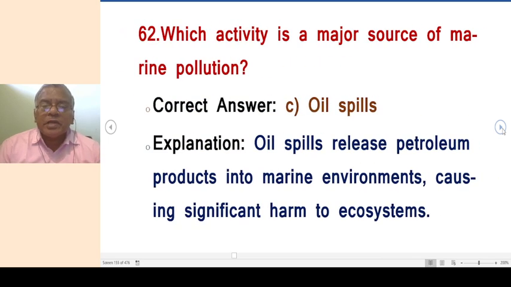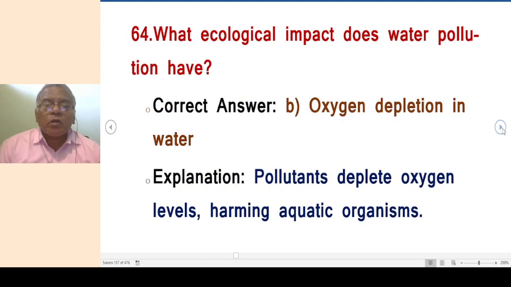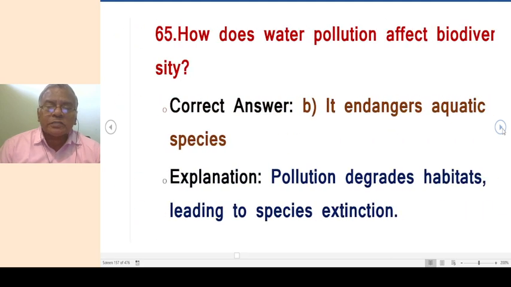Which activity is a major source of marine pollution? It is oil spills. Oil spills release petroleum products into marine environments, causing significant harm to ecosystems. What is one of the major health effects of water pollution? That is waterborne diseases. Contaminated water spreads diseases such as cholera and typhoid. What ecological impact does water pollution have? Oxygen depletion in water. Pollutants deplete oxygen levels, harming aquatic organisms.